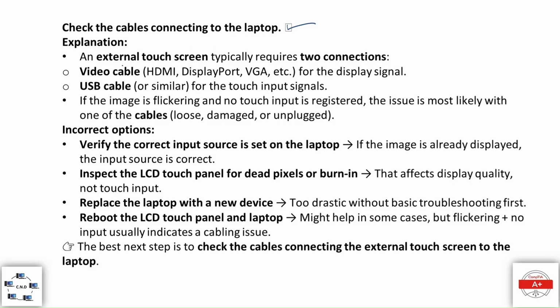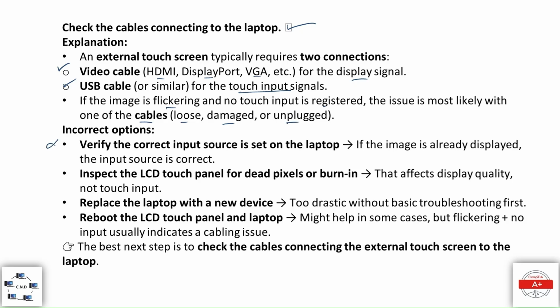Explanation is that an external touch screen typically requires two connections. Number one, video cable, that is HDMI or DisplayPort or VGA for the display signal, and USB cable for the touch input signal. So if the image is flickering and no touch input is registered, the issue is most likely with one of these cables. They may be loose, damaged, or unplugged.